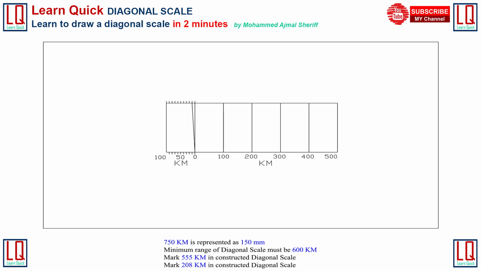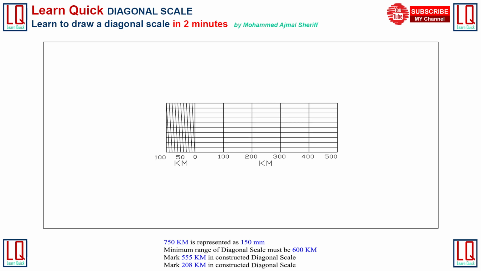Now draw a diagonal line starting from 0 to 10 km on the other side of the scale. Similarly, join 10 with 20, 20 with 30, 30 with 40 and so on. Now divide the width of the scale into 10 equal parts and name it from 0 to 10 km.